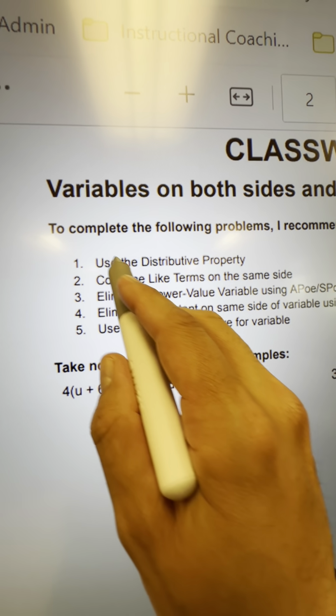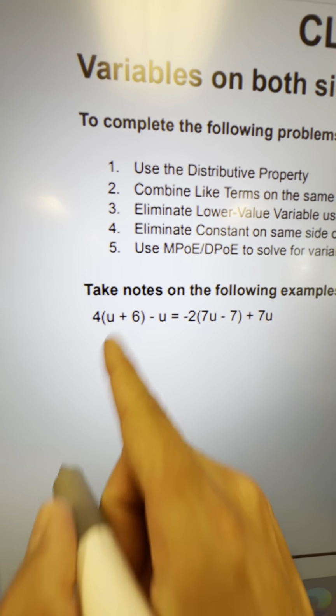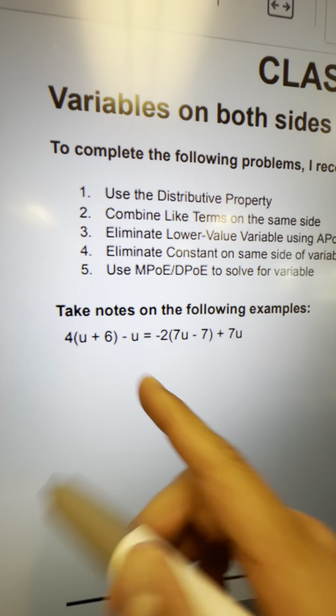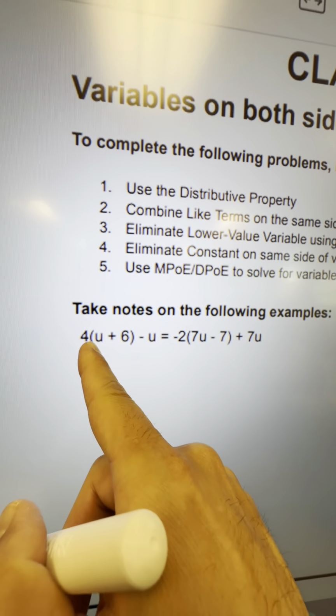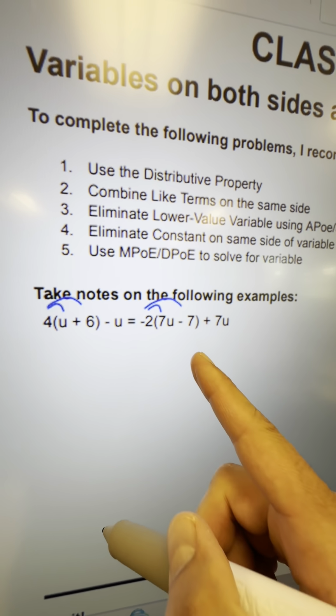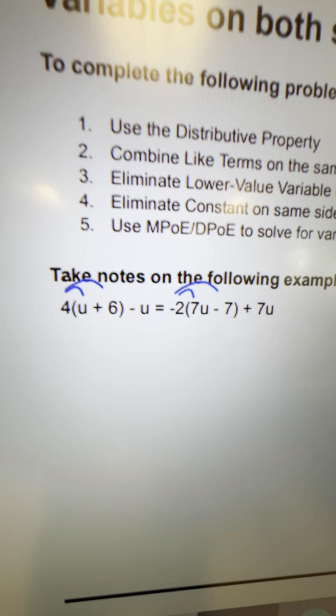So step number 1 says to use the distributive property. That's the first thing I'm going to do. And keep in mind that sometimes if there is nothing to distribute, then you can skip that step and go to step 2. But since I do have the distributive property here, and I could distribute over here as well, that means I'm going to do step 1. So I'm going to do that first step.